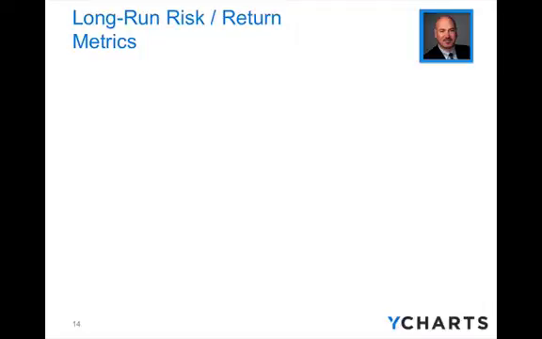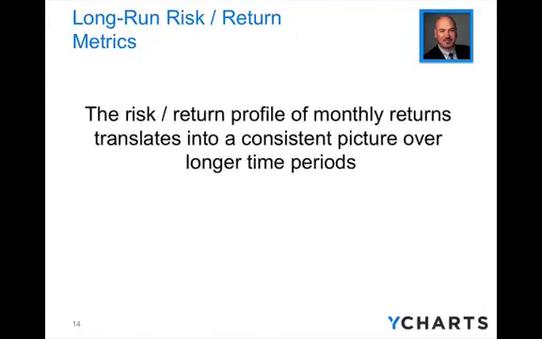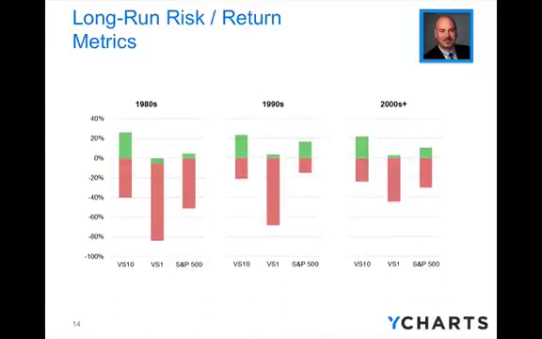After looking at this, I thought that probably these monthly risk and return profiles should translate into a consistent picture over longer time periods. Because most people are interested in annualized returns, that's the next thing that I looked at. I split up the annualized returns into 3 decades: the 1980s, the 1990s, and then the 2000s on. These green columns represent the annual compound return during that decade. And you'll notice that the VS10 group is really consistent in terms of annual compound return.